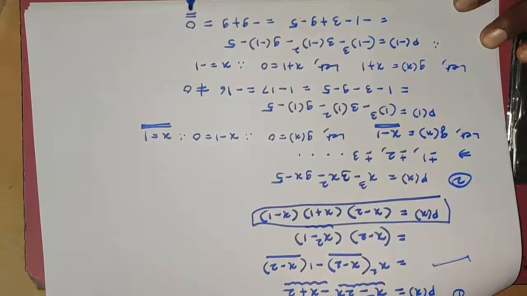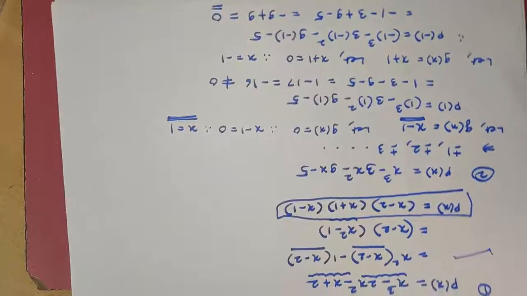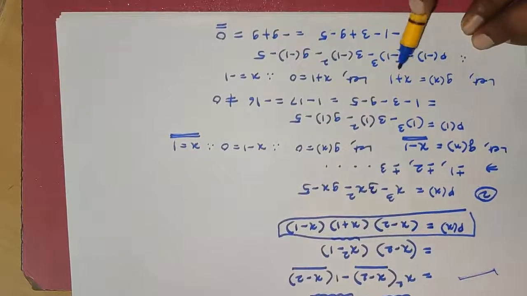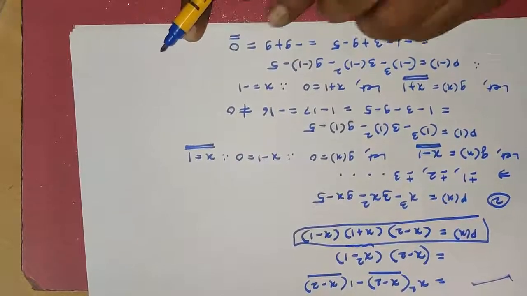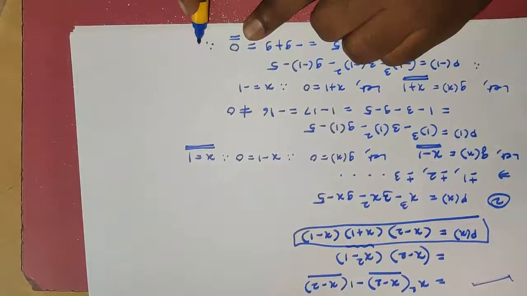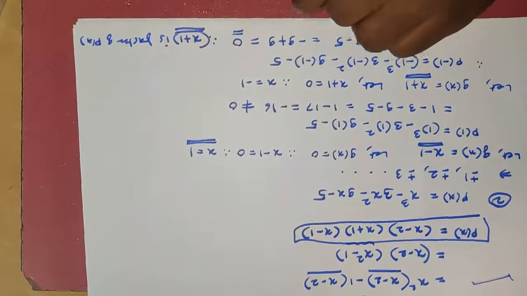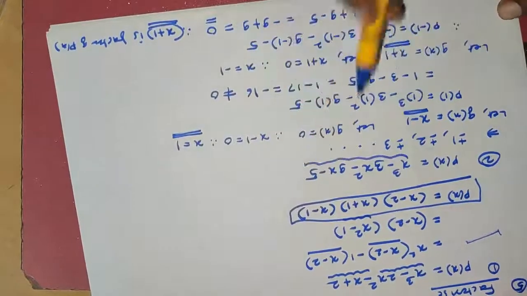So here we got the remainder 0. If the remainder is 0, here I can say that minus 1 is one of the zeros of the given polynomial, and x plus 1 is one of the factors of the given polynomial. So therefore I can write here x plus 1 is a factor of p of x. This is the linear polynomial and this is the cubic polynomial.